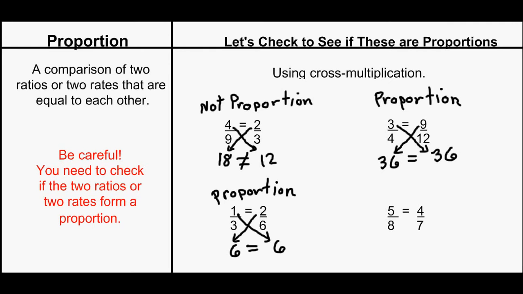One last try. 5 times 7 is 35. 4 times 8 is 32. 32 does not equal 35. So these two fractions are not equal. Therefore, they are not showing us a proportion.